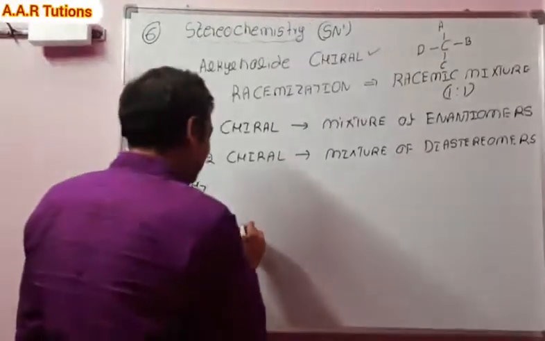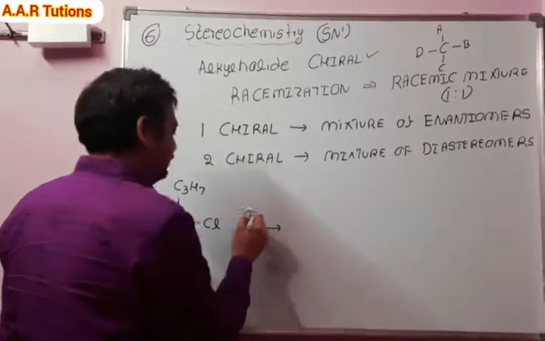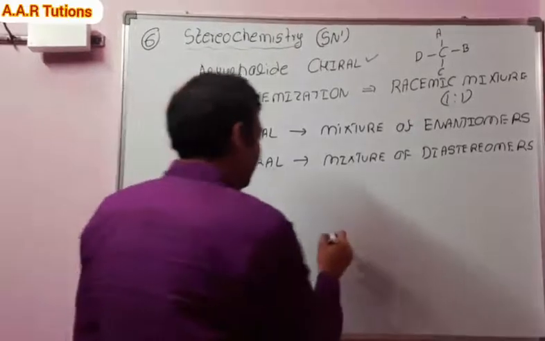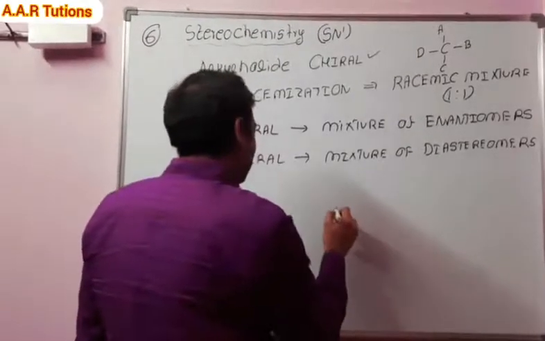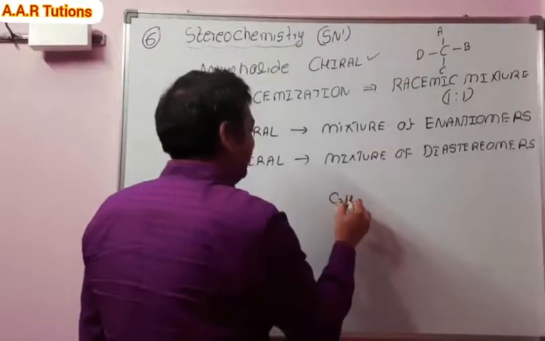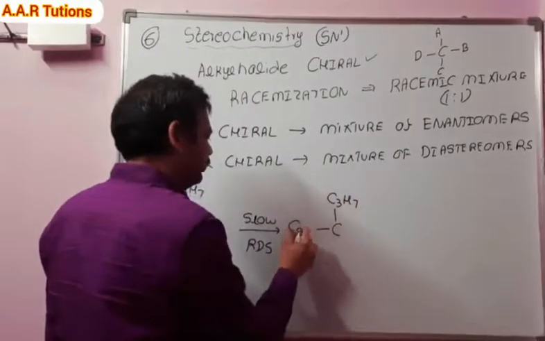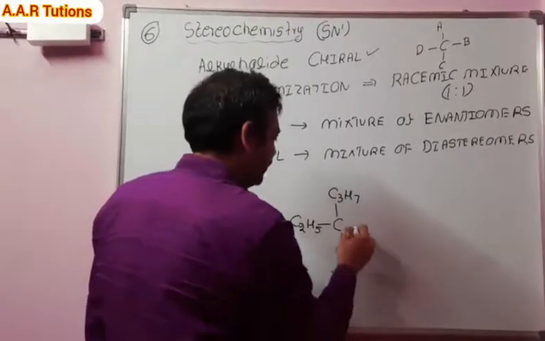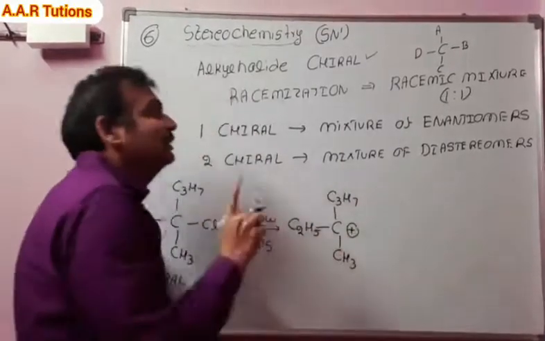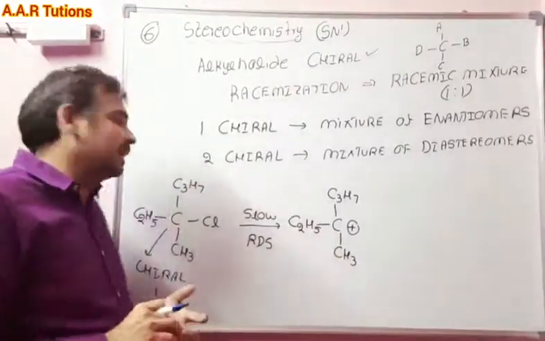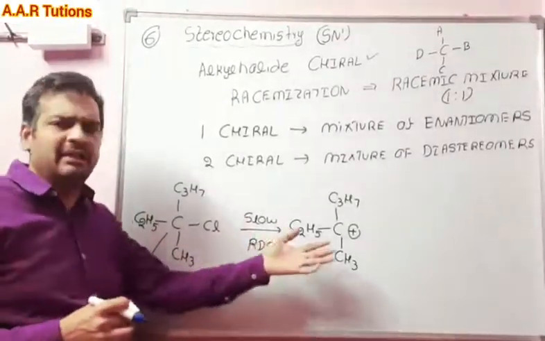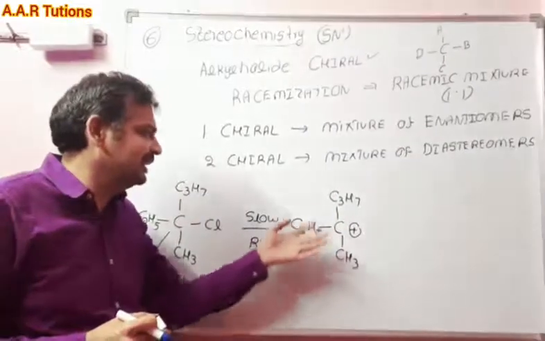Now see what is happening here in the first step. The first step is the slow step, the rate determining step. In the first step, a carbocation is formed. So C3H7, C2H5, CH3 carbocation. Let's see why a mixture of isomers is formed. In the normal case, suppose 3 groups are the same, what is happening? We will get a carbocation, similarly CH3, CH3, CH3.